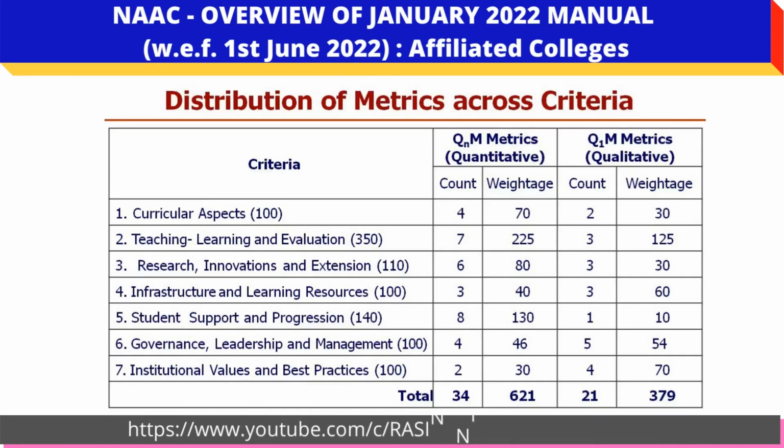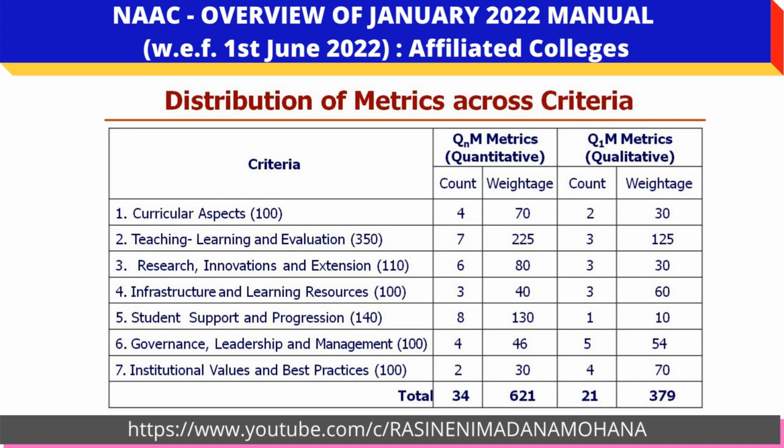Now see the criteria-wise quantitative and qualitative metrics along with their weightages for the new manual. For the current available manual, we already saw the same table. For the new manual, you can observe almost the same overall weightages for all the criteria. So criteria 1, 100 same, criteria 2, 350 same, criteria 3 earlier it is 100, now it is 110. Then criteria 4, 100, criteria 5 earlier it is 130, now it is 140. Then criteria 6, 100, criteria 7, 100.